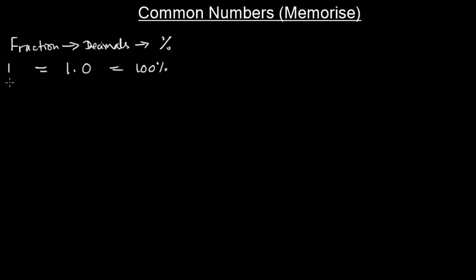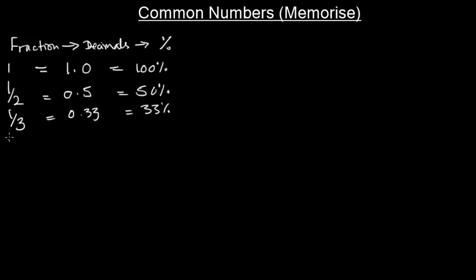Alright, then we're going to take this 1 and put it over 2. This line just means divide. So 1 divided by 2, or 1 on 2, is our fraction form, and in decimal form it's simply 0.5, which is 50%. 1 on 3 is 0.33, which is simply 33%. 1 on 4 is simply 0.25. 1 divided by 4, or 100 divided by 4, is 25, so therefore 25%.